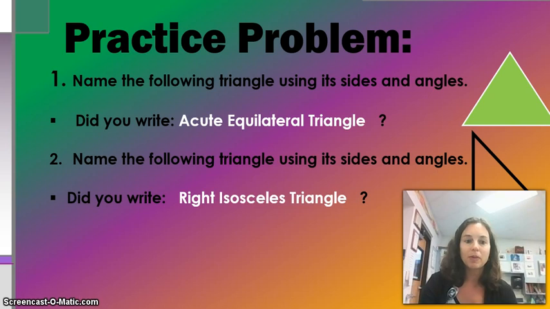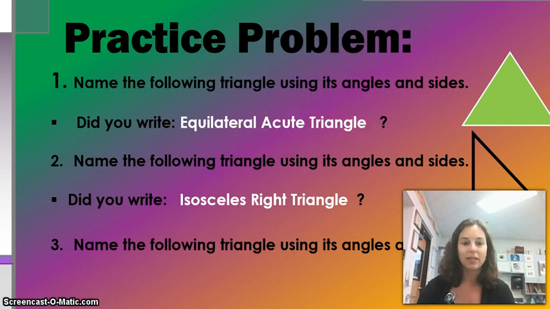Let's look at practice problem number 2. We have this triangle, and we can see it has a square angle right here. We can see that this side and this side are the same length, but this side is longer. So here we have a right isosceles triangle, and there you see the answer there, right isosceles triangle. Go ahead and write that down.